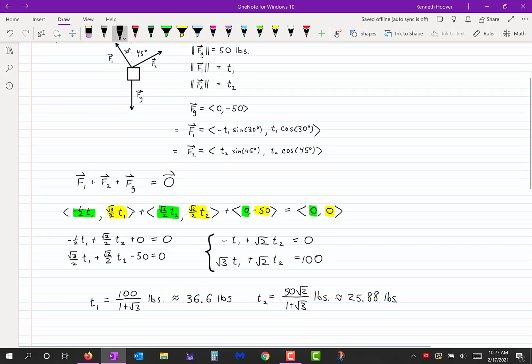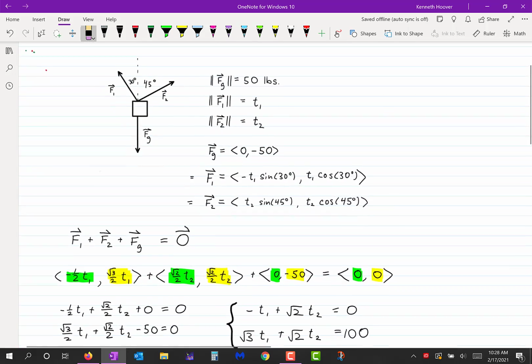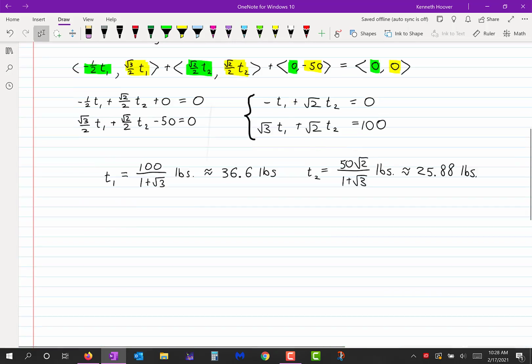Okay, so now we know that if you take a 50-pound weight and you hang it from 2 chains or ropes or something at angles of 30 and 45 degrees off of vertical, then the tension on the one rope will be 36.6 pounds and the tension on the other rope will be 25.88 pounds. Okay? Let's do one more that's essentially the same type of problem, just more practice, okay? Let's look at this one, example number 8.